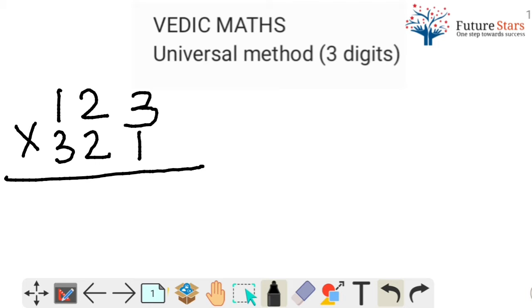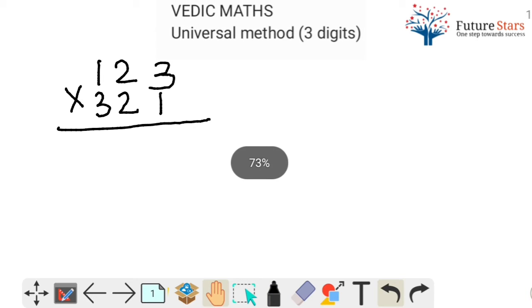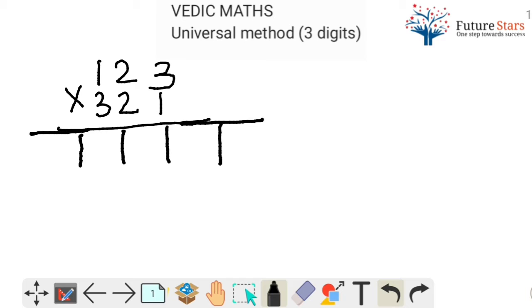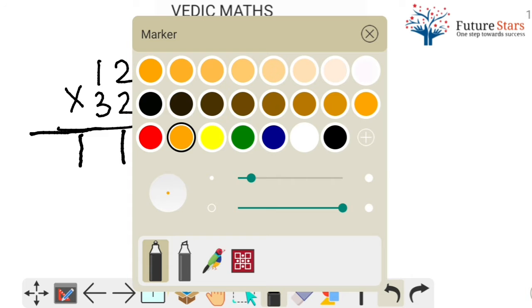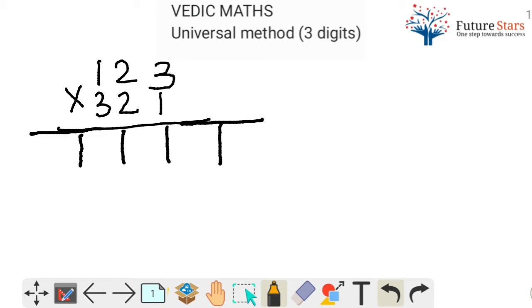I am taking a more simplified way. Let's start. You have to make 5 blocks. These blocks are just for your understanding. I keep saying again and again in my videos, the end thing is you have to do all the calculations orally rather than using pen and paper and making blocks. In the last block you have to multiply last two numbers by each other.